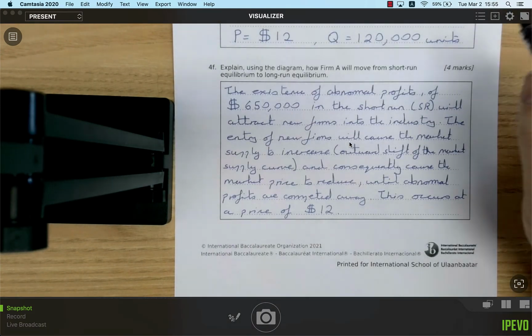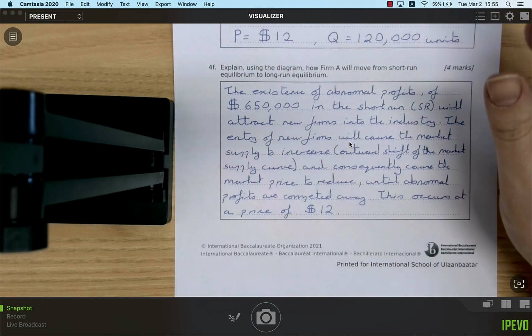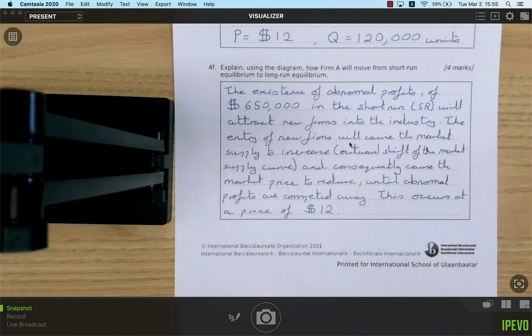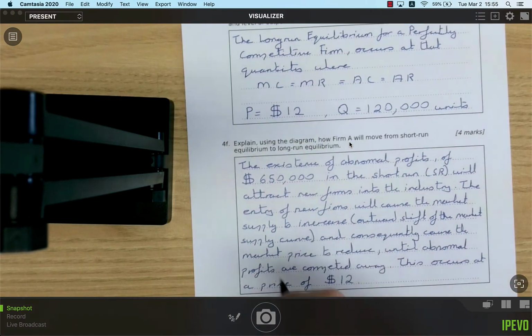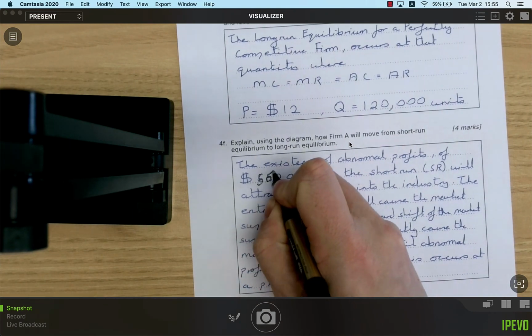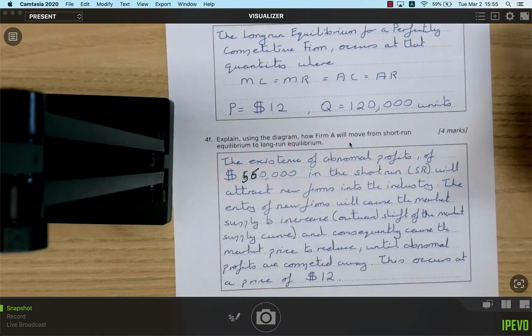Okay, so the existence of abnormal profits, supernormal profits of 650,000, or was it that? No, it wasn't 650. What was it? 560. Forgive me for that. All right, 560,000 in the short run will attract new firms into the industry. The entry of new firms will cause the market supply to increase, which is an outward shift, and consequently the market price to fall. This will continue to happen until profits are competed away. Thus, this occurs at a price of $12.